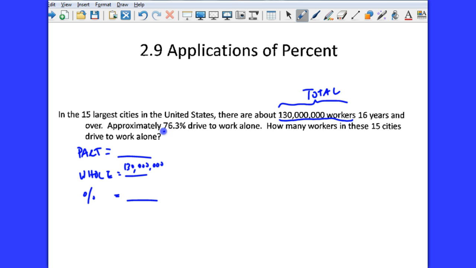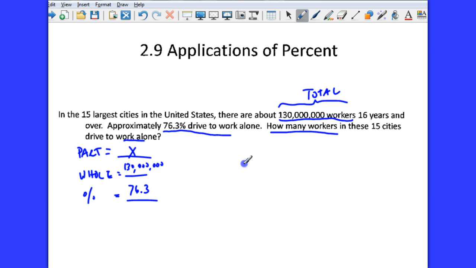It says approximately 76.3% drive to work alone. Well, the question, beginning with the end, says how many workers drive to work alone. Well, I know that 76.3% does, so I know the percent, right? 76.3%. The part, that's what you're trying to find. What is the group out of 130 million that drives to work alone if 76.3% does?